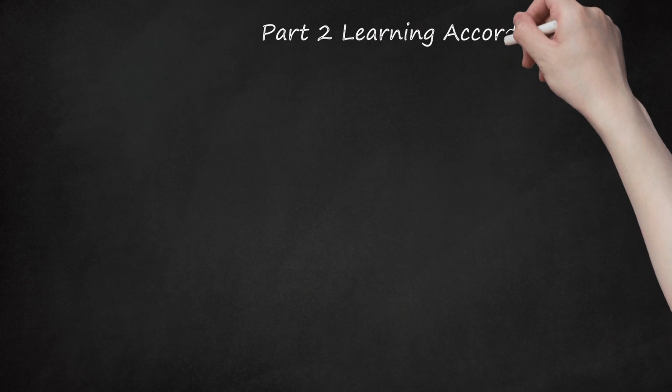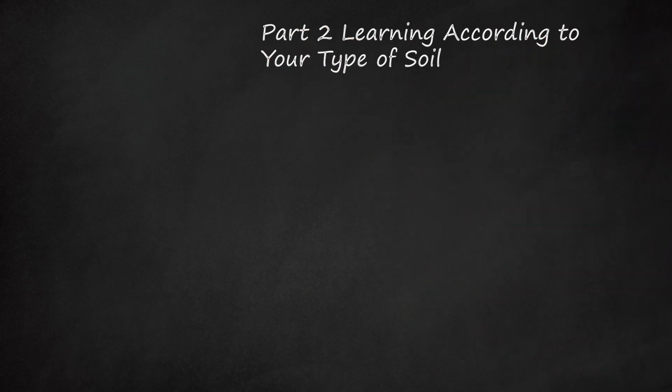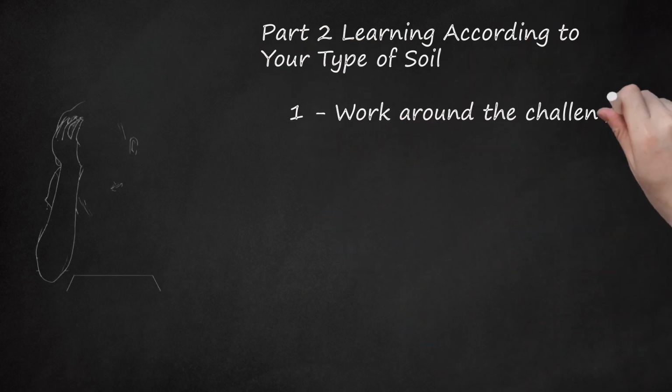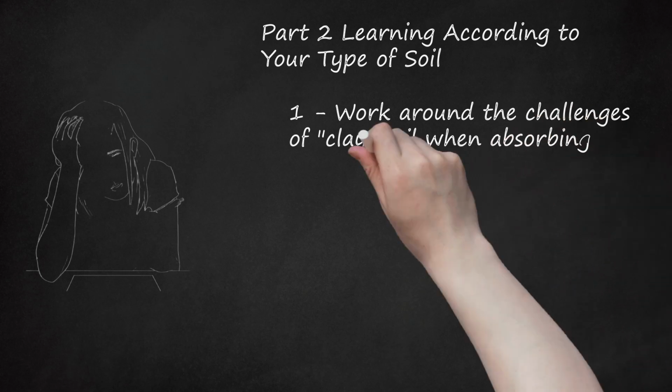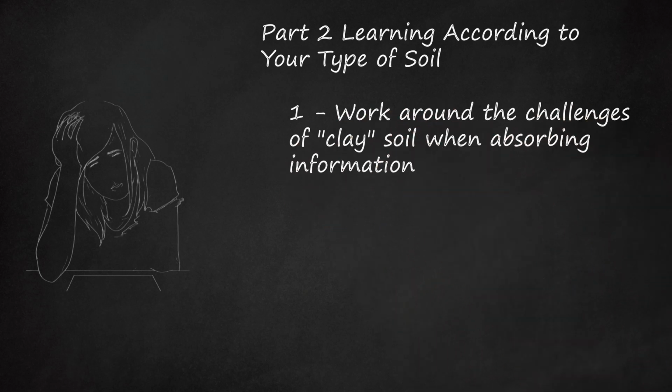Part 2: Learning according to your type of soil. 1. Work around the challenges of clay soil when absorbing information. If you think of your brain as having a specific type of soil, you'll understand how different brains absorb information at different speeds. Some people absorb information more slowly, and they have a clay-type soil. Clay is tightly packed, so it lets water through to the groundwater more slowly, just like people who have this type of brain. If you have a clay brain, you may find that you can't cram information in.